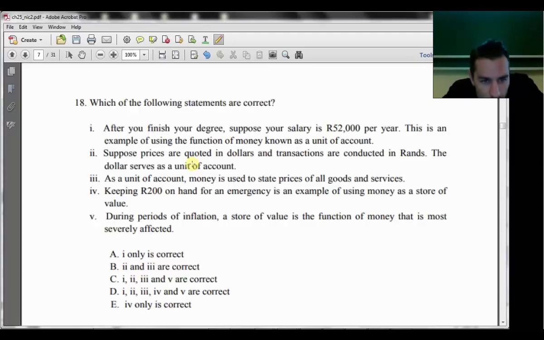Number 4, keeping 200 Rand on hand for an emergency is an example of using money as a store of value. Yeah? Okay. Number 5, during periods of inflation, store of value is the function of money that is probably going to be most severely affected.